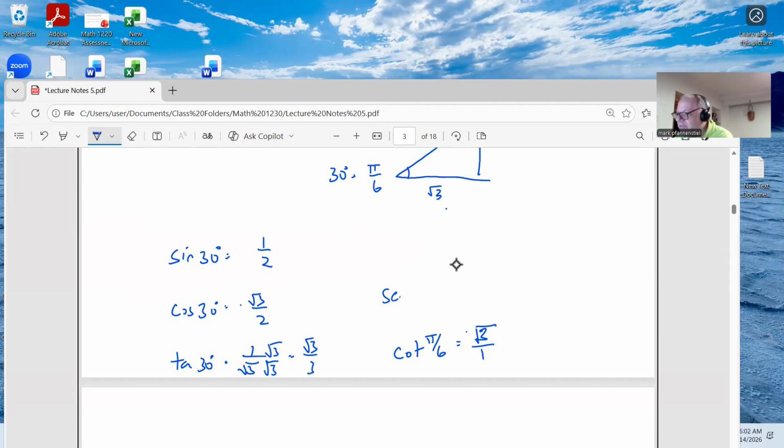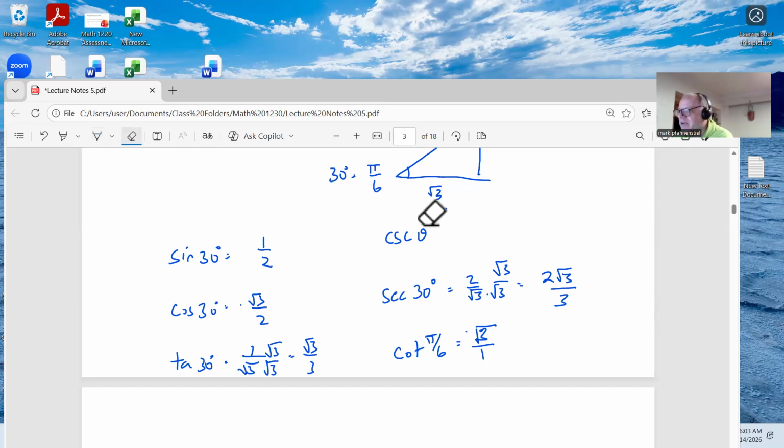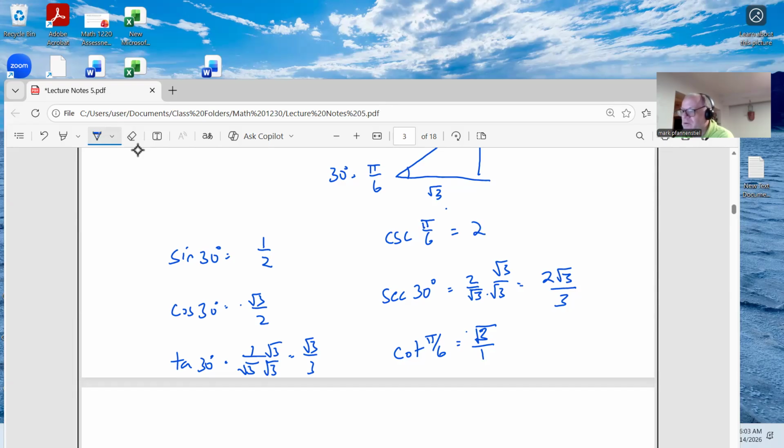The secant of 30 degrees, or pi over 6, is going to be 2 over the square root of 3. And again, we're going to rationalize our denominator, and that's equal to 2 root 3 over 3. And then finally, we get to our cosecant of 30 degrees. Pi over 6, same thing as 30 degrees, and that's just going to be 2.